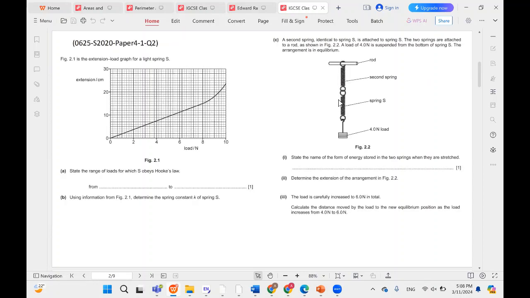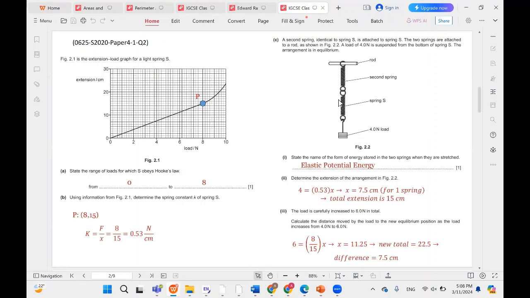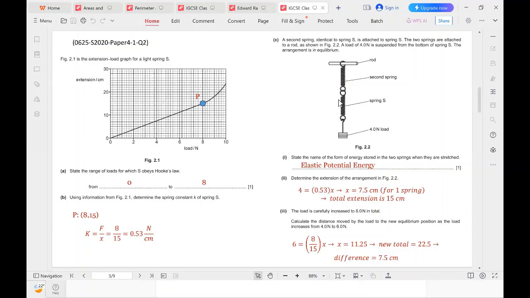Figure 2.1 is the extension-load graph for a light spring S. State the range of loads for which S obeys Hooke's law. In order to figure out the range in which Hooke's law is obeyed, we need to find the part of the graph that is linear. So this part here is linear, and then after that, the graph curves up like this.